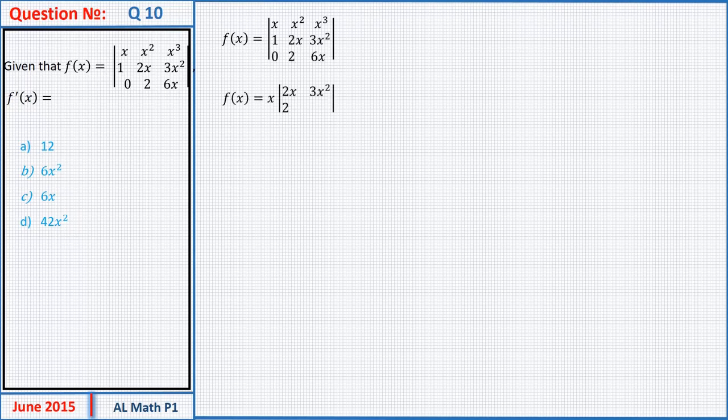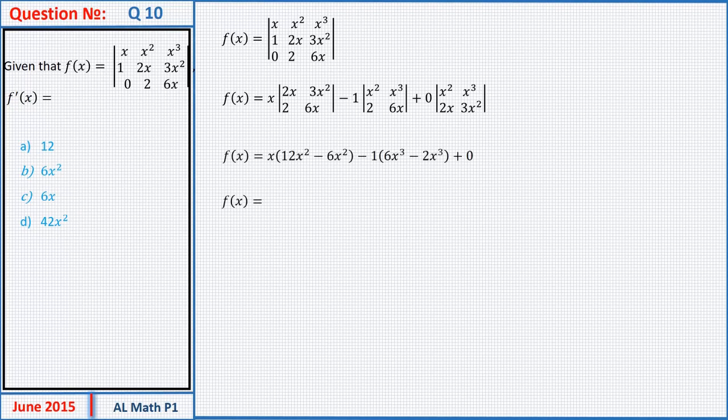To find the magnitude, I use this line. You can use any line. Most of the cases, we just use this line, but you can also use this one. So I hold x. When I hold x, I'll be left with 2x, 3x squared on 2, 6x. I do the same thing with 1. So the signs alternate: plus, minus, plus. I do the same thing with up to 0. When I simplify, I have my f of x to be 2x cubed. And then when I differentiate it, I have 6x squared, which gives us B.